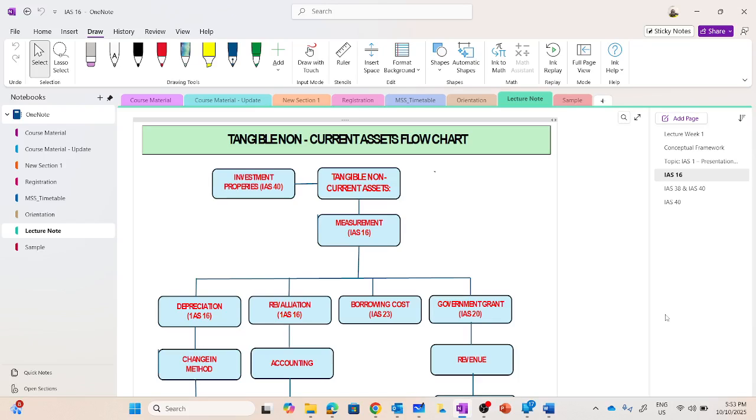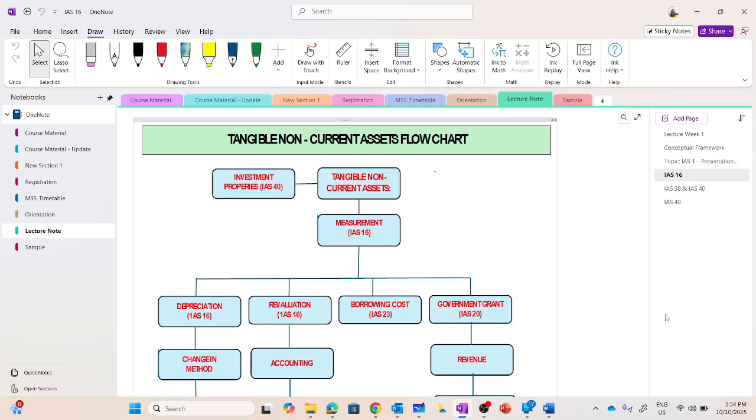Today, we are going to cover IAS 16. Let's take a look at the flow chart for tangible non-current assets, as it contains some of the most relevant IASs and concepts you need to know for the financial reporting examination.